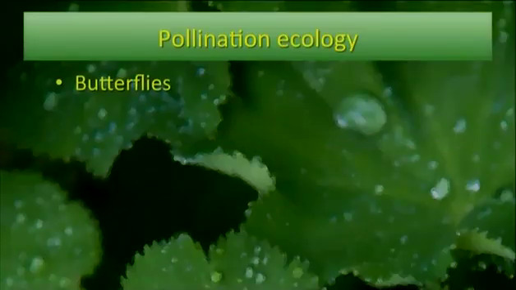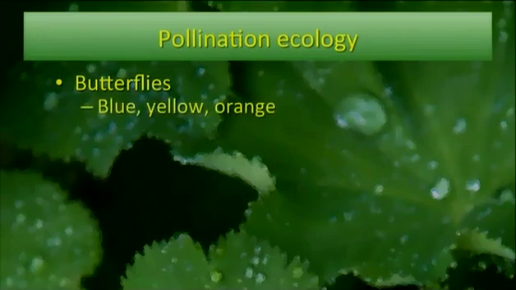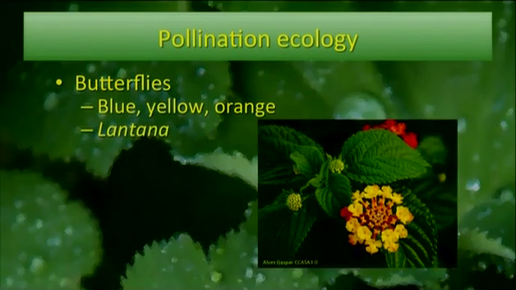Okay, and we also have butterflies. They tend to pollinate bright colored flowers, not so much red, but more like orangey blues and yellows, like lantana. It's kind of hard to see, but they have this long tubular fused corolla, or fused petals. So lantana is an example of a butterfly pollinated flower.